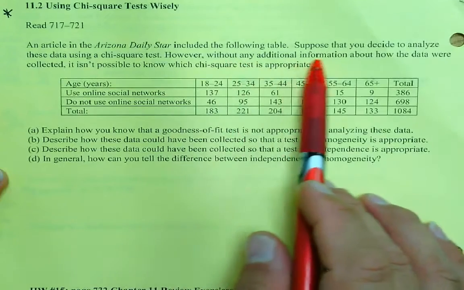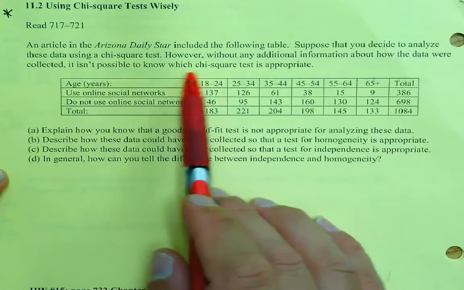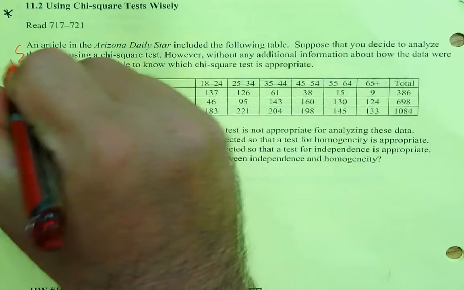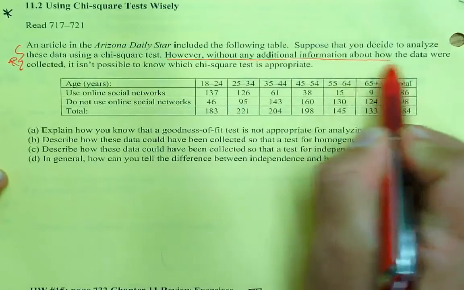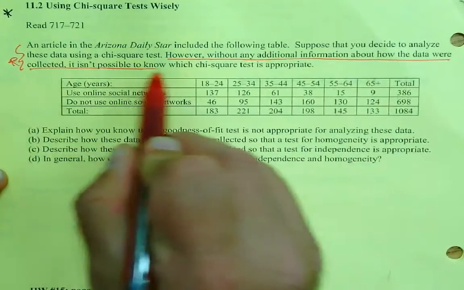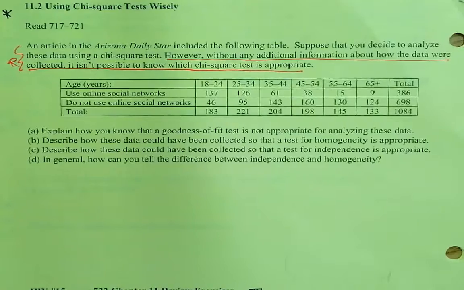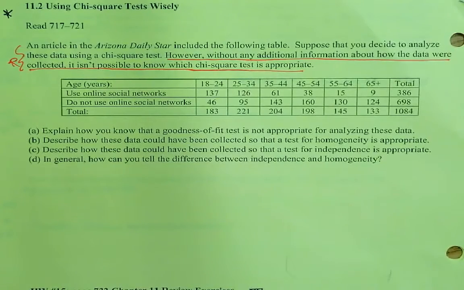However, without any additional information about how the data were collected, it isn't possible to know which chi-square test is appropriate. This is a very, very important concept. Now we need to know about how our data was collected in order to be able to use an appropriate inference technique for statistics.